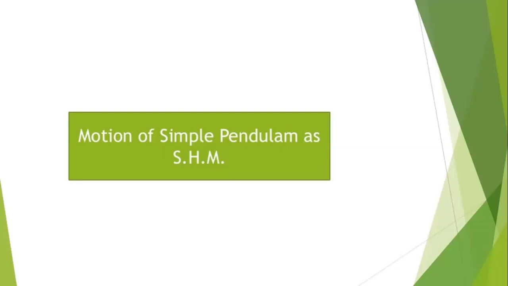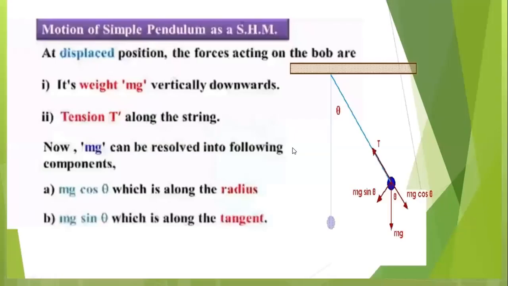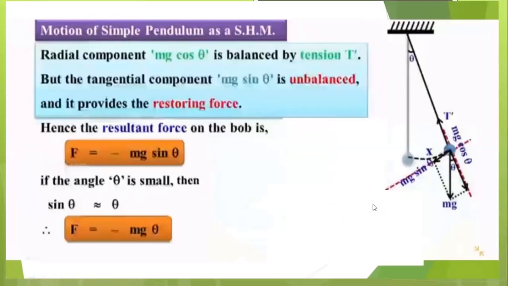Next one, an example of this linear simple harmonic motion is the motion of a simple pendulum. A simple pendulum means one metal sphere attached to a string on a rigid support. The angle is theta. The weight acting on the sphere is split into two components: mg cos of theta along the string and mg sin of theta perpendicular to the string. Then the restoring force, the resulting force for the linear simple harmonic motion, is minus mg sine of theta.